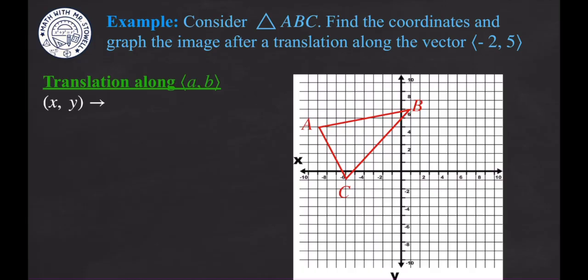In this example, we want to do the same thing, but this time we want to do a translation, and we are going to use the vector style to notate a translation.